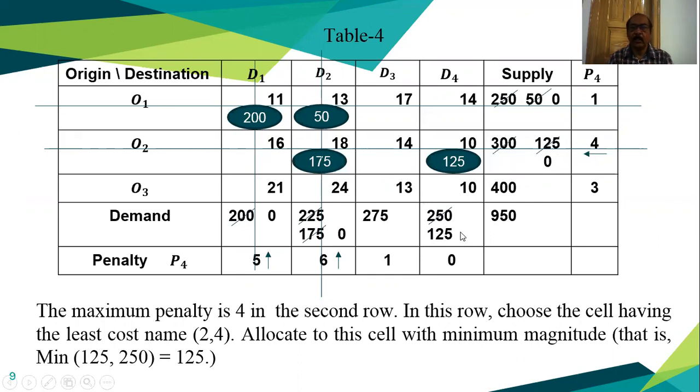So in the next table we have to calculate P5. Again we have to choose the maximum penalty. Then we have to select the cell and allocate.